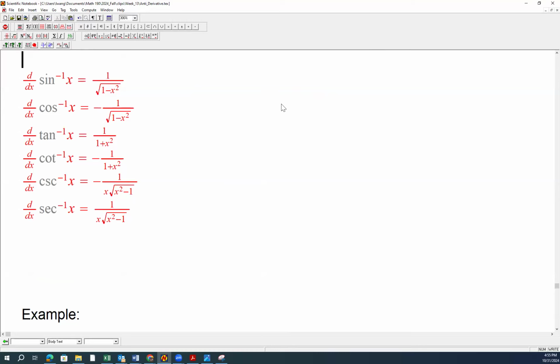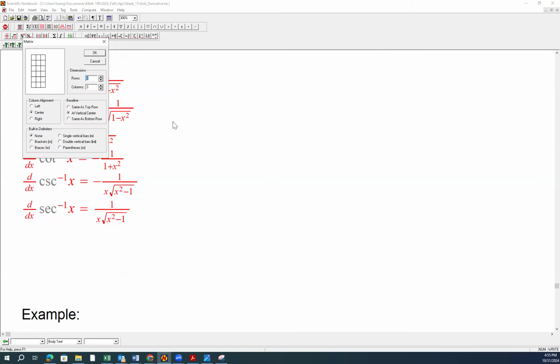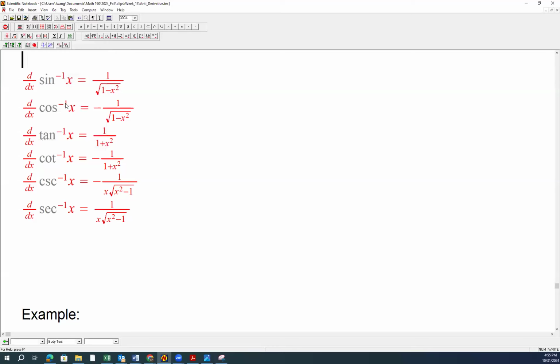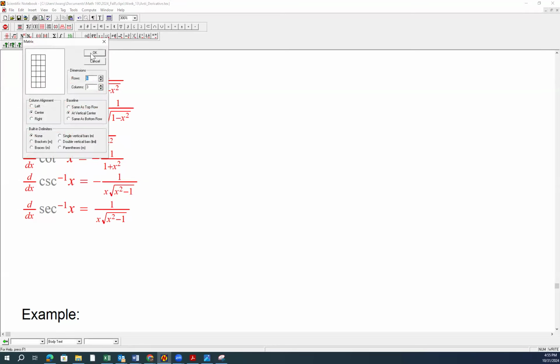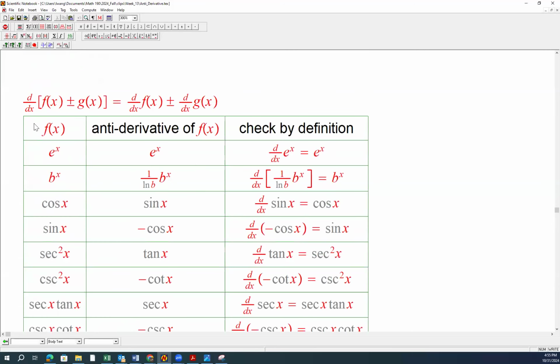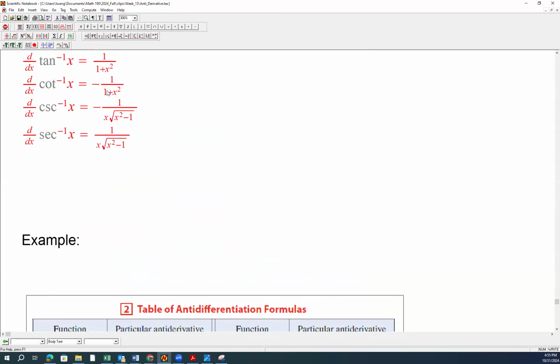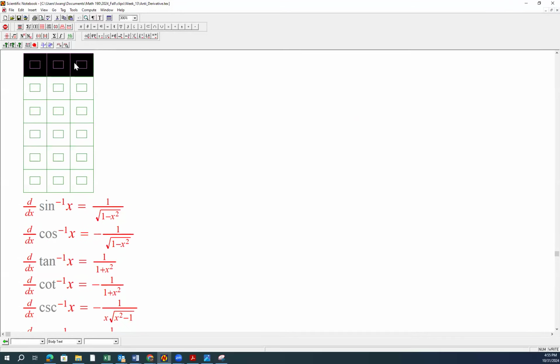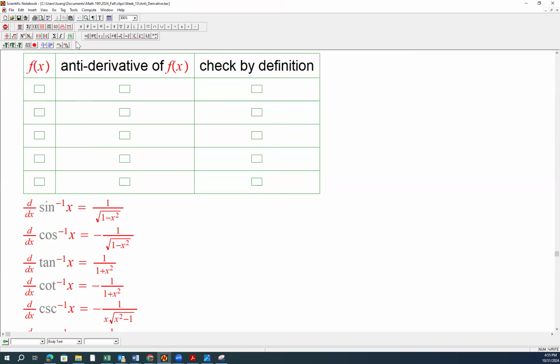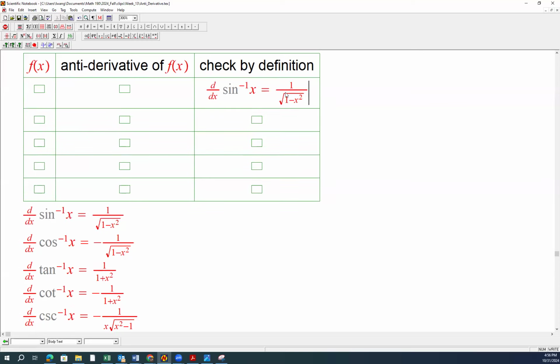And the last table, let's see, how many rows do we need? 1, 2, 3, 6, right? So 6, okay, we got 6 rows. Just one more time, we get to practice with. So this one, by this time, you should be pretty familiar with it, right?